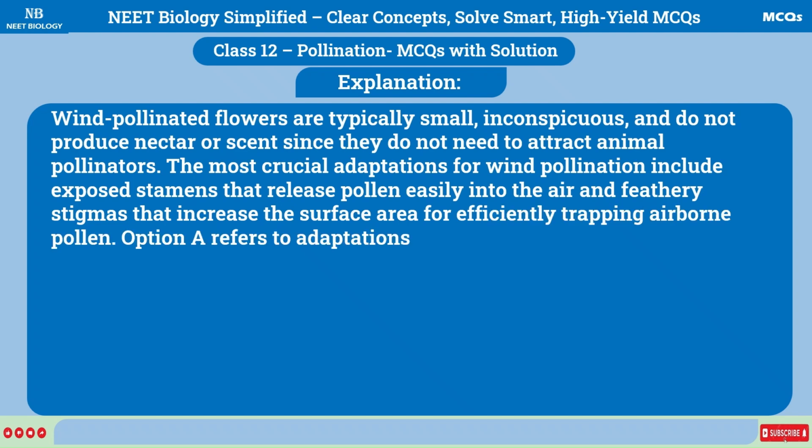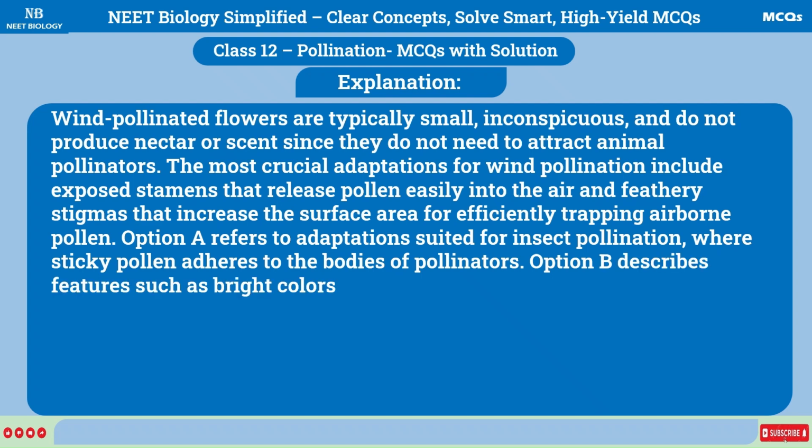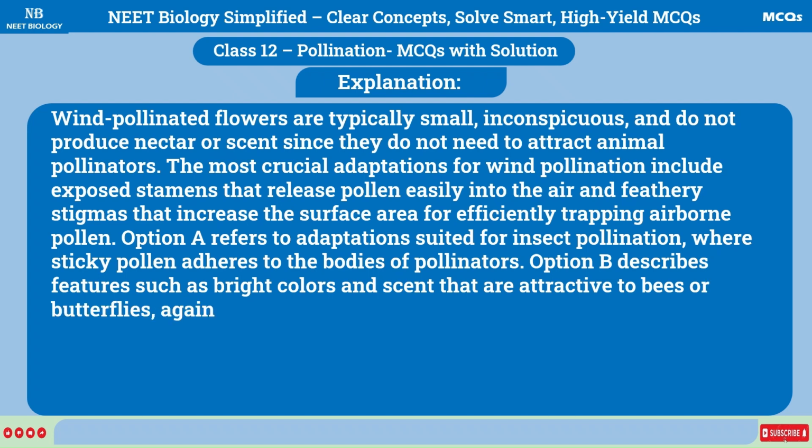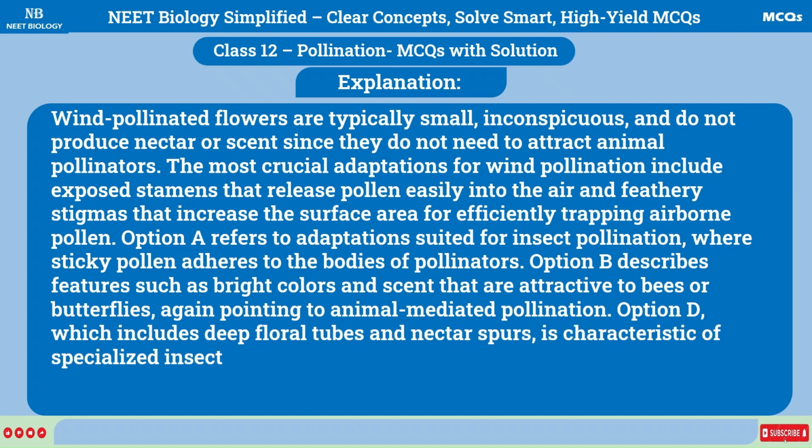Option A refers to adaptations suited for insect pollination, where sticky pollen adheres to the bodies of pollinators. Option B describes features such as bright colors and scent that are attractive to bees or butterflies, again pointing to animal-mediated pollination. Option D, which includes deep floral tubes and nectar spurs, is characteristic of specialized insect pollinators like butterflies or moths, not wind.